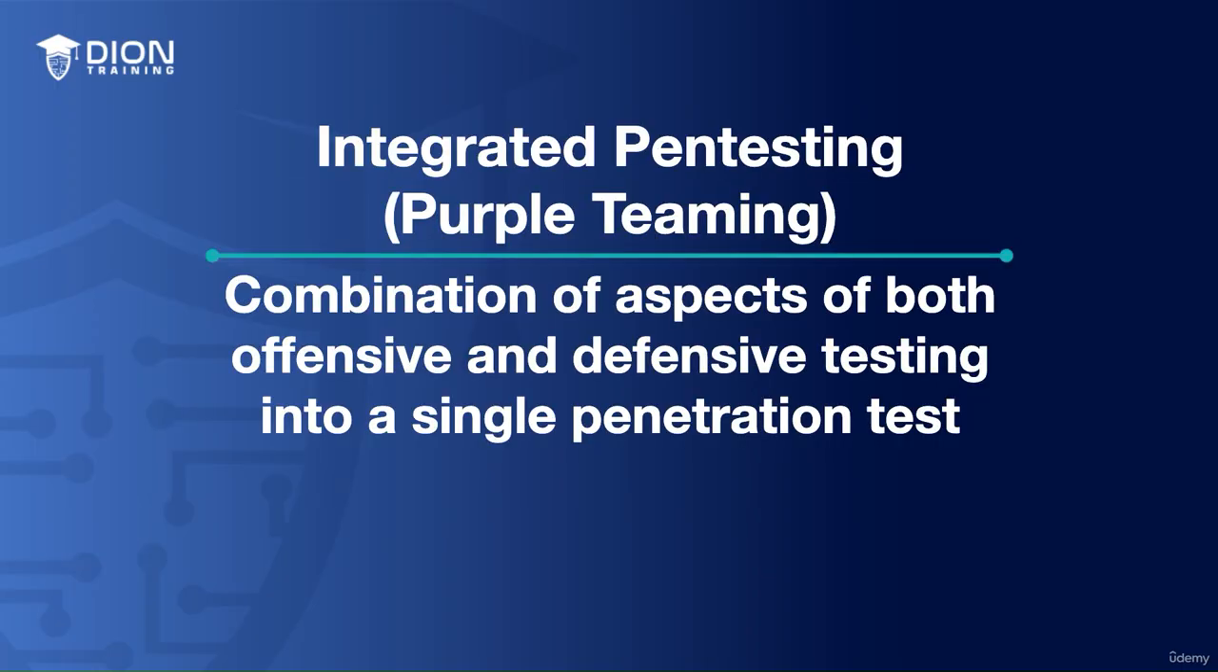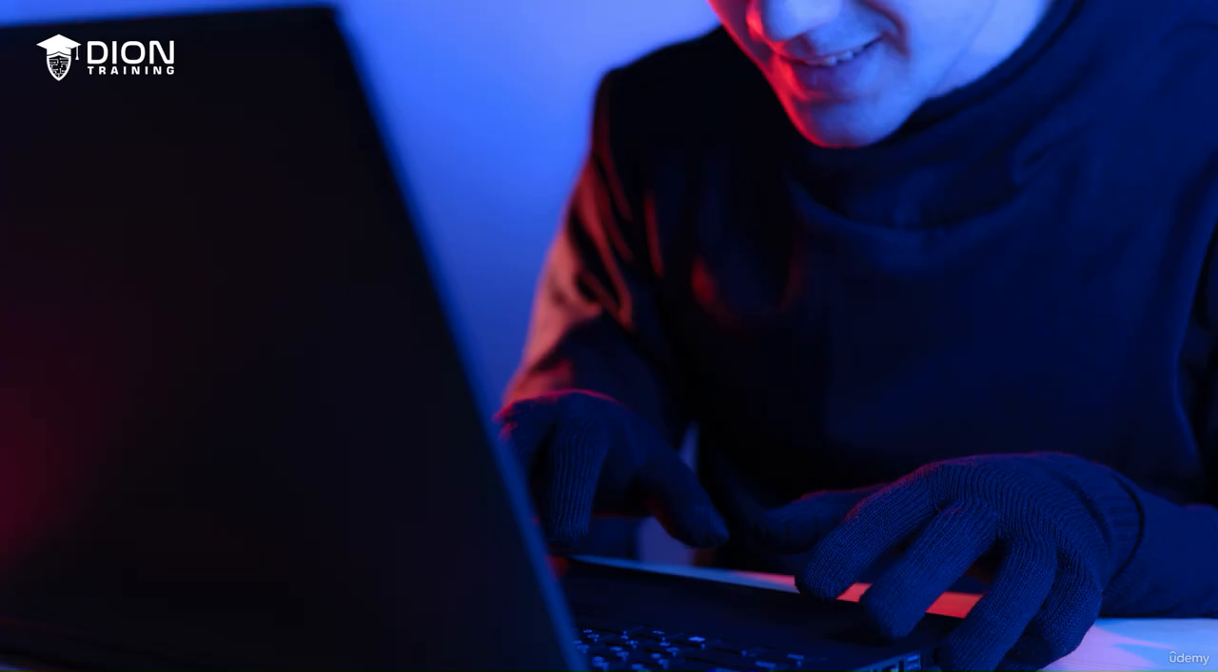The final type of penetration testing we need to cover is known as integrated penetration testing. Integrated penetration testing combines elements of both offensive and defensive testing into a single penetration test or engagement. This integrated approach, better known as purple teaming, involves using a red team who conducts the offensive and a blue team that conducts the defensive, working together to improve the organization's overall security. With integrated penetration testing, the red team might launch a simulated attack on the organization's system, while the blue team tries to detect and respond to that attack.